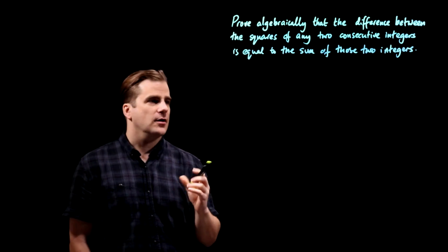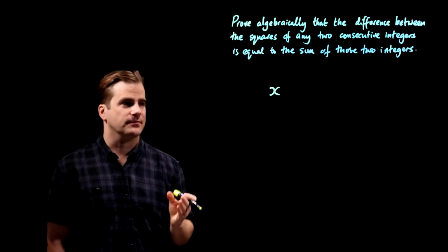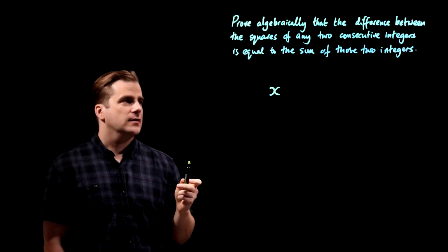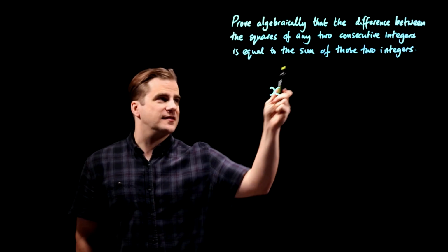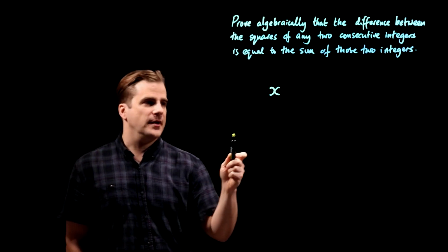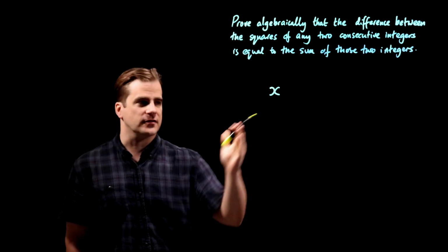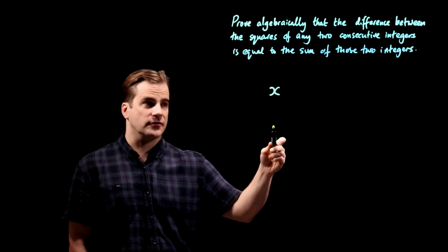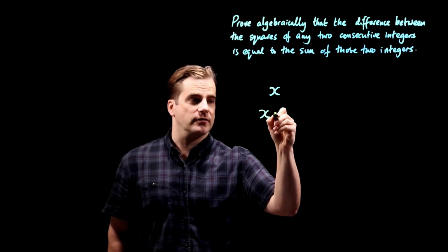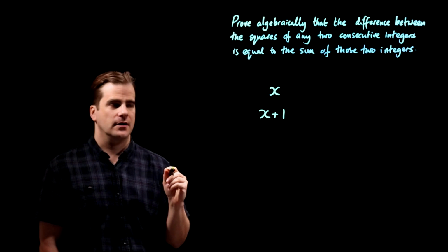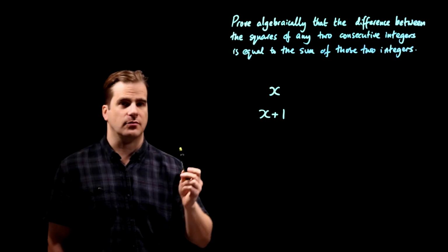Okay, well, let's start by representing our first integer as x, right? So that can be any integer. Consecutive integers, that means what's the next integer after x? What if x is 27, for example? Okay, well, the next integer after 27 is 28. So the next one after x is x plus 1. Okay, so that's how we represent our two consecutive integers, x and x plus 1.